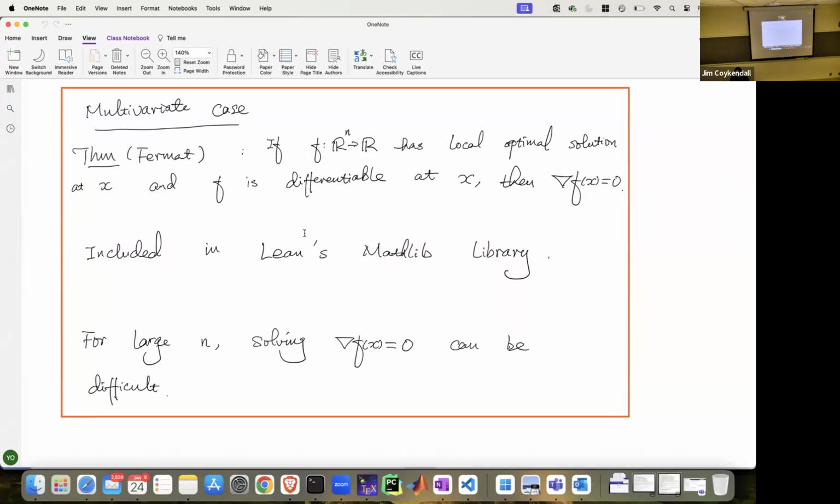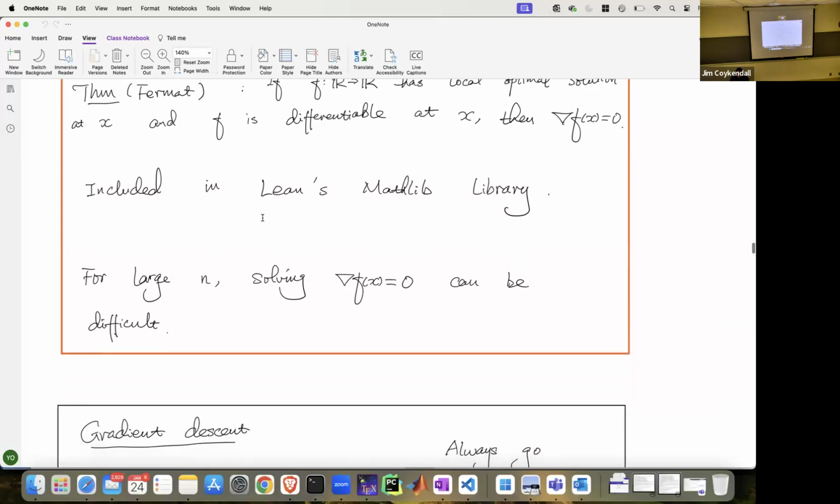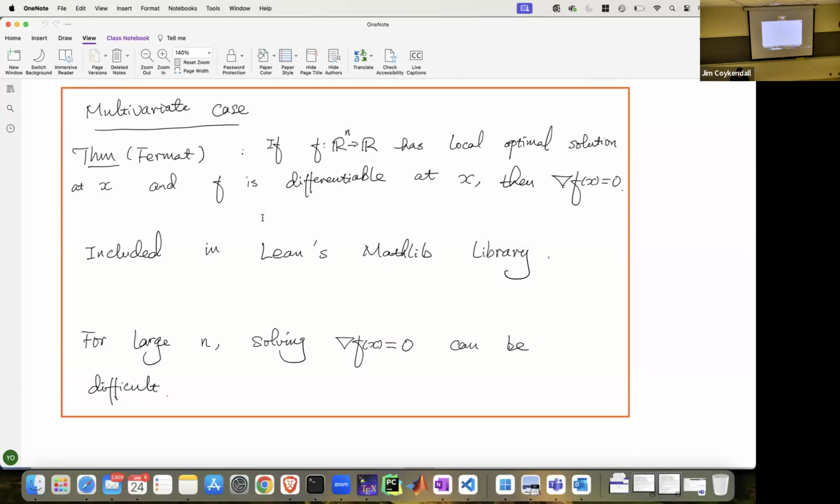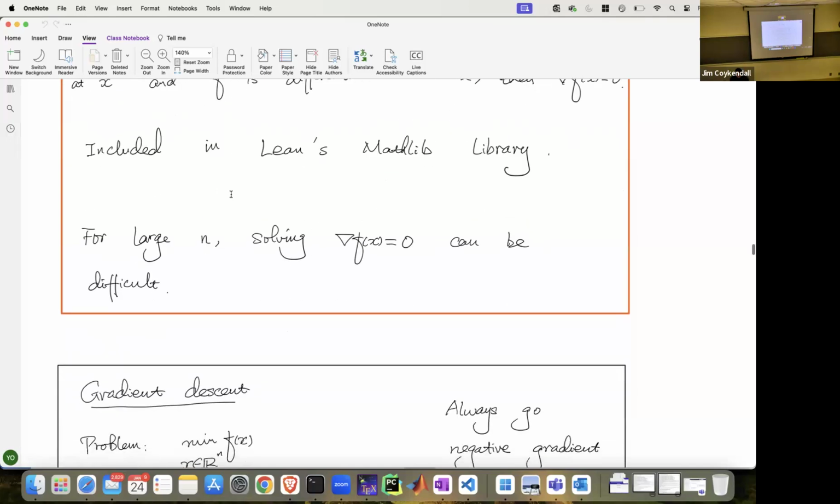There are more generalizations. For example, if the function is not differentiable, or if the derivative does not exist, you can talk about some other, more sophisticated cases, and still there are extensions of Fermat's theorem that are still true.